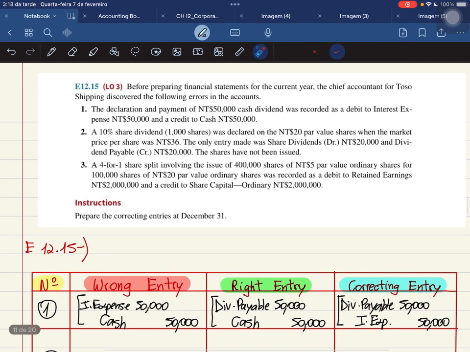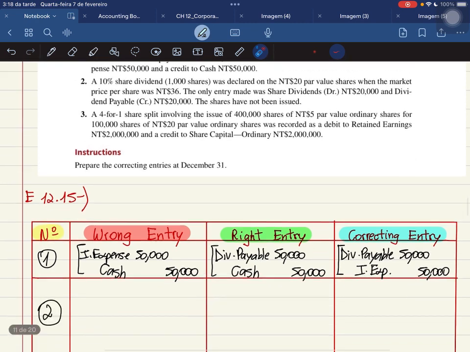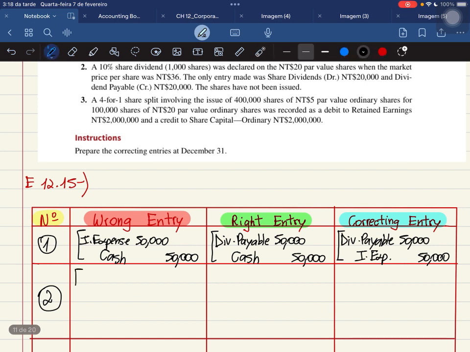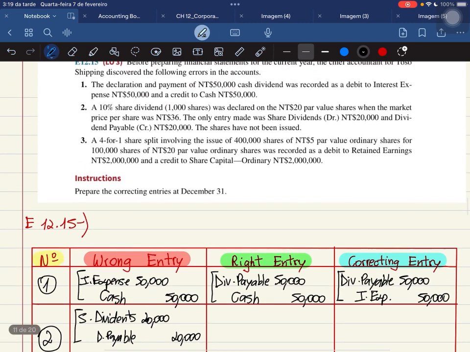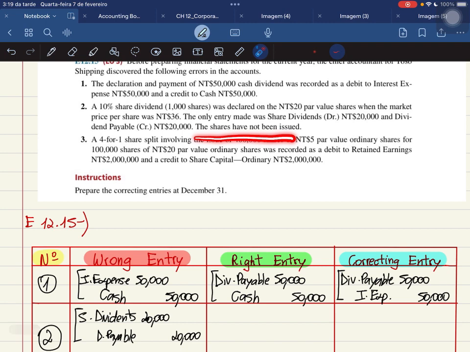2. A 10% share dividend, 1,000 shares, was declared on the 20 Taiwanese dollars par value shares when the market price per share was 38. The only entry made was, let's see, share dividends was debited for 20,000, and dividends payable was credited for 20,000 as well. We don't need that big of an entry. This is what they did, right? The shares have not been issued.